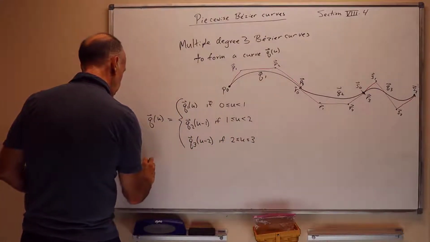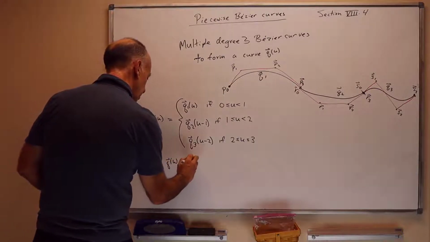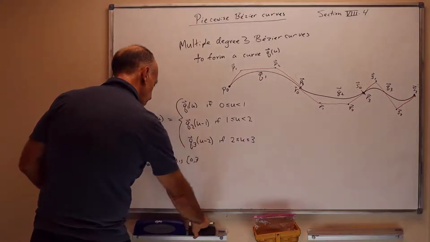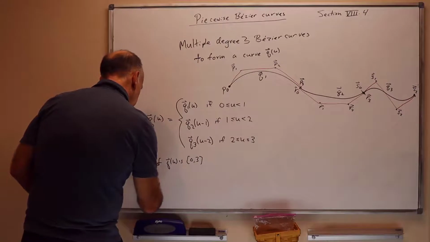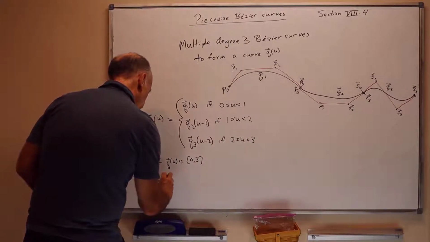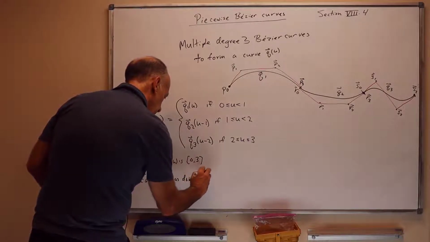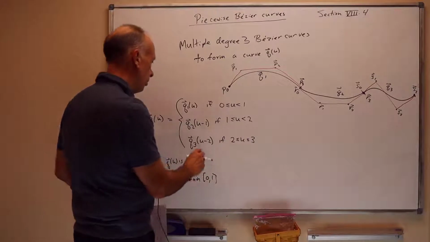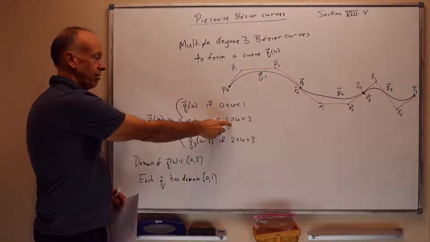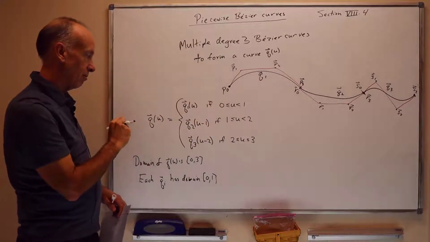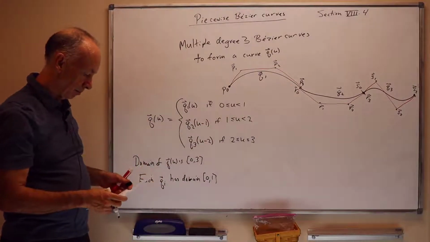So in this example here, the domain of Q of U is [0, 3], and we're treating each Qi as having domain [0, 1]. So the point of using U minus 1 and U minus 2 is that for U greater than 1, U minus 1 is back in the range [0, 1], and for U greater than 2, U minus 2 is back in the range [0, 1].